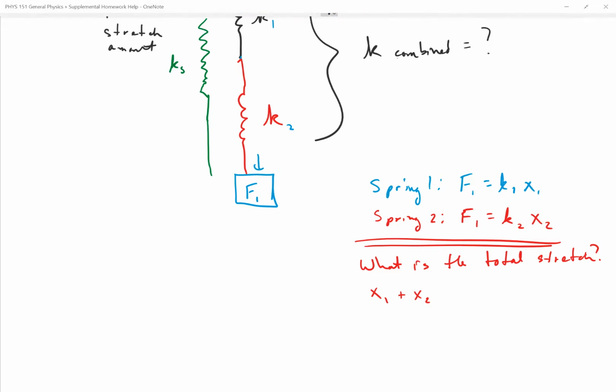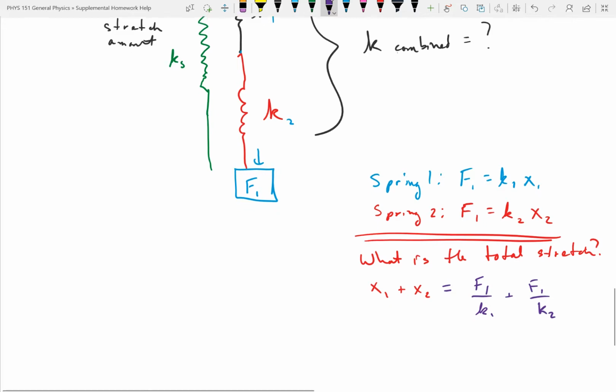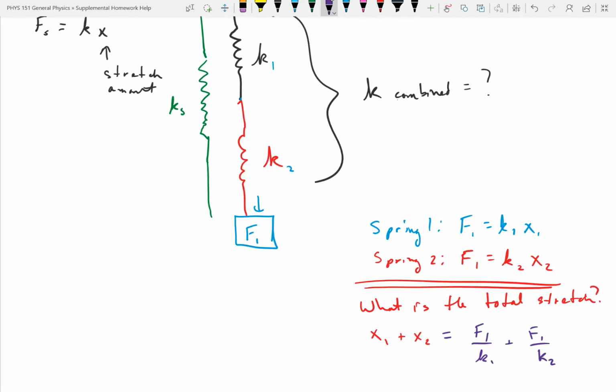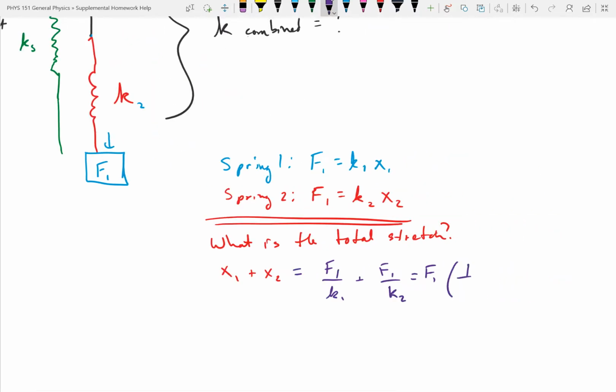And using the work we've done here, that would be force 1 over K1 plus force 1 over K2. It's force 1 because that is what I put on here. And it's that same force in both cases. So we can actually factor that out. Equals F1 times 1 over K1 plus 1 over K2. That's the total amount it stretches.